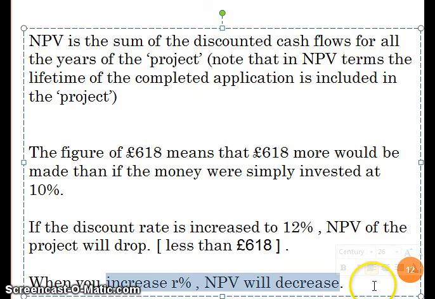Suppose you have two projects with two different NPVs, which should you prefer? The project which has a greater NPV should be selected.